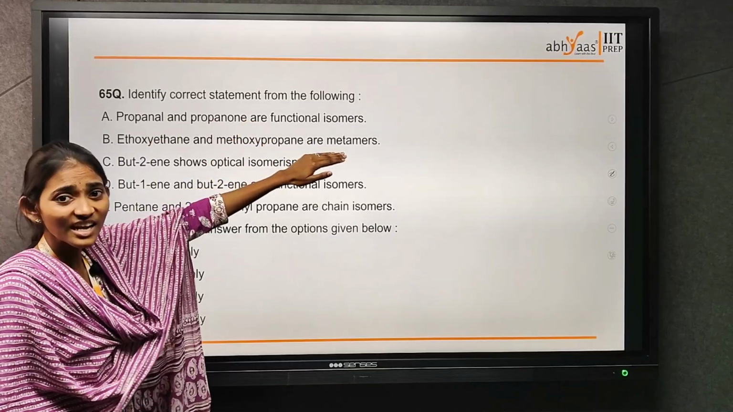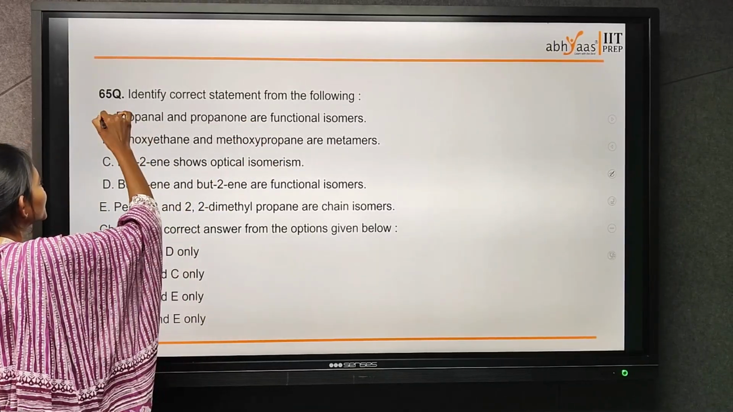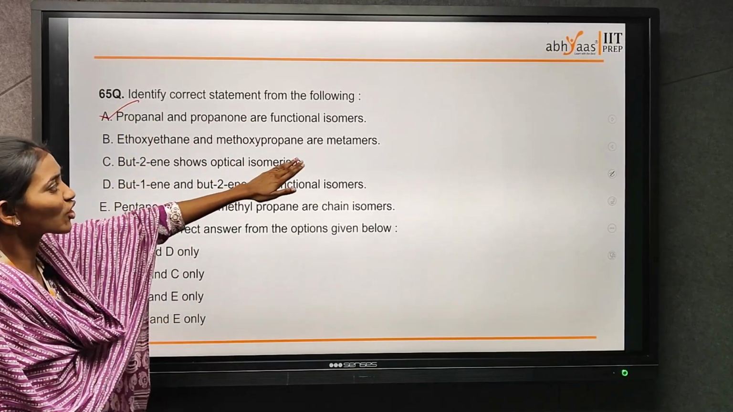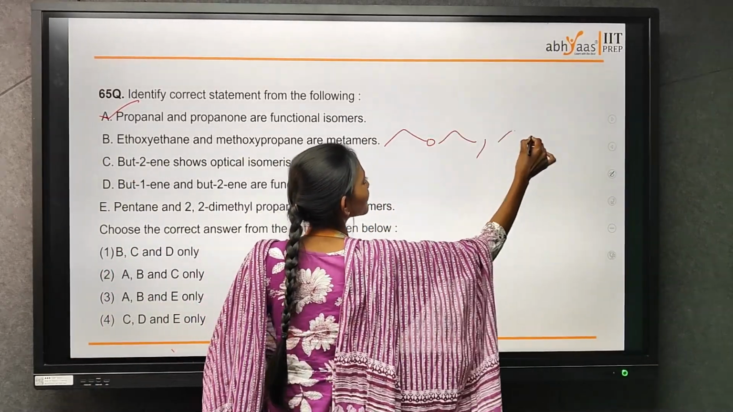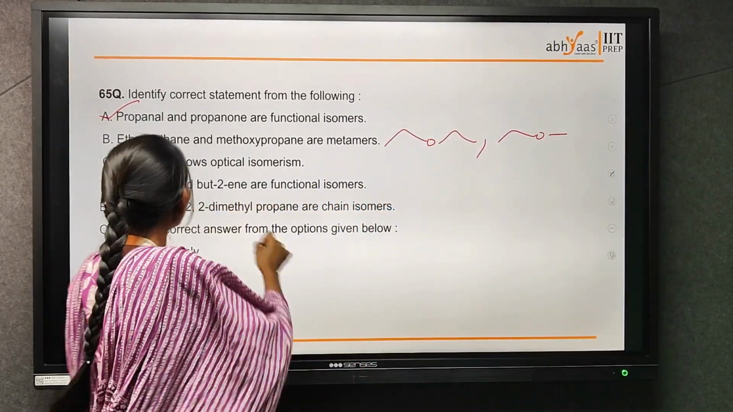Coming to this question, identify the correct statements. Propanol and propane are functional isomers. Yes, those are correct options. And ethoxy ethane and methoxy propane are metamers. Is it so? Yes. So this is a correct statement.